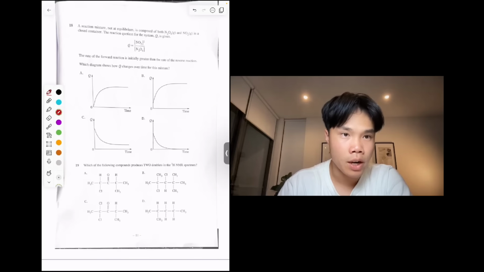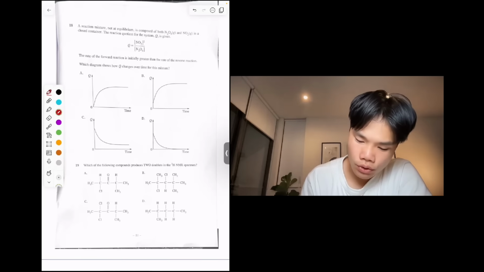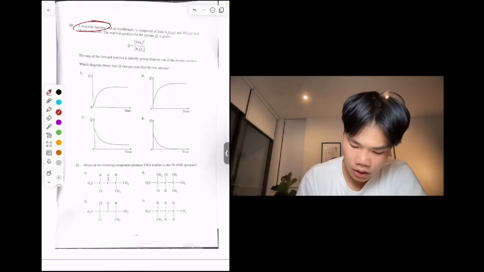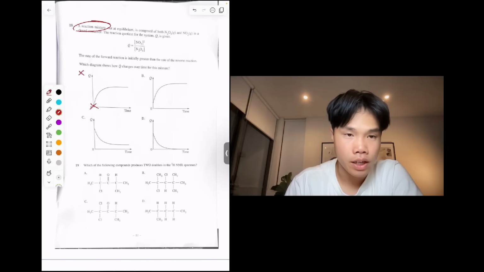Question 18. A reaction mixture not at equilibrium is composed of both N2O4 gas and NO2 gas in a closed container. The reaction quotient in the system Q is given, and Q equals concentration of NO2 squared on N2O4 concentration. The rate of forward reaction is initially greater than the rate of reverse reaction, which diagram shows Q changes over time for this mixture? Okay, so it's important to note that you have a mixture already present, so you're not starting at a concentration of 0 as shown in A, and we can rule A out very quickly.